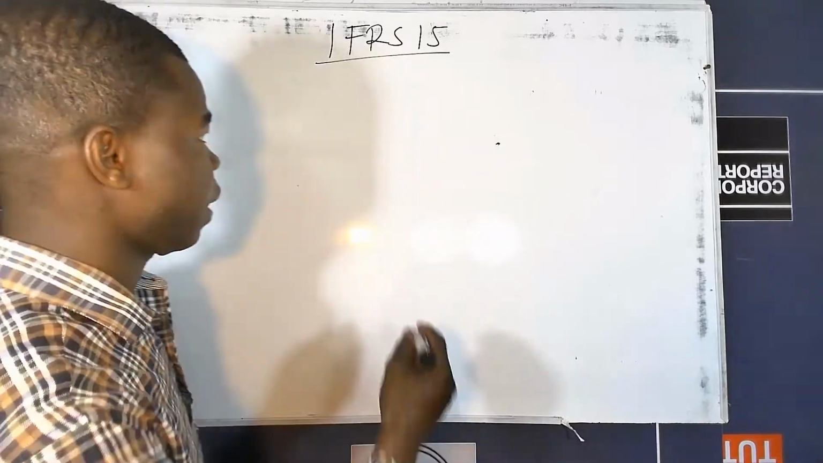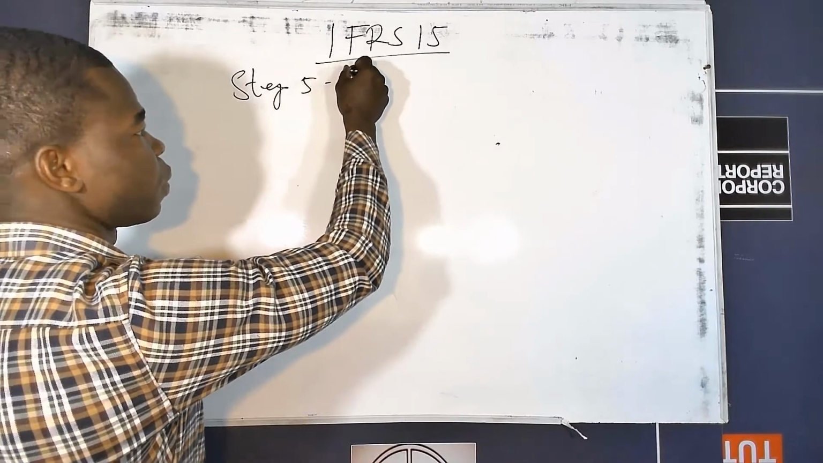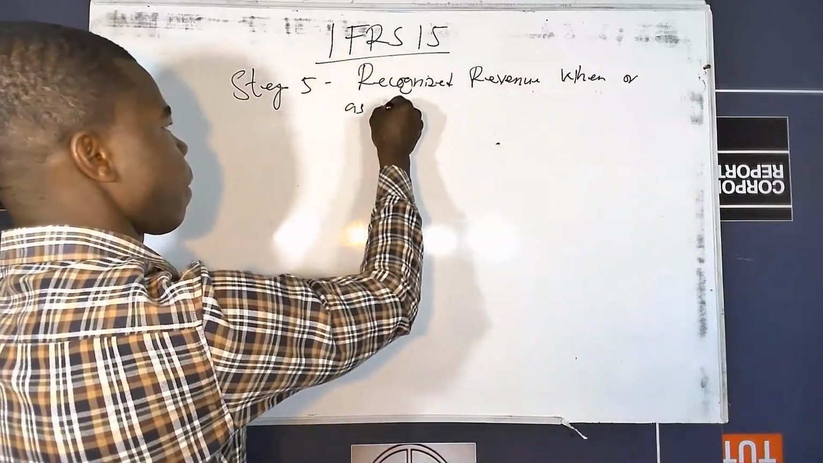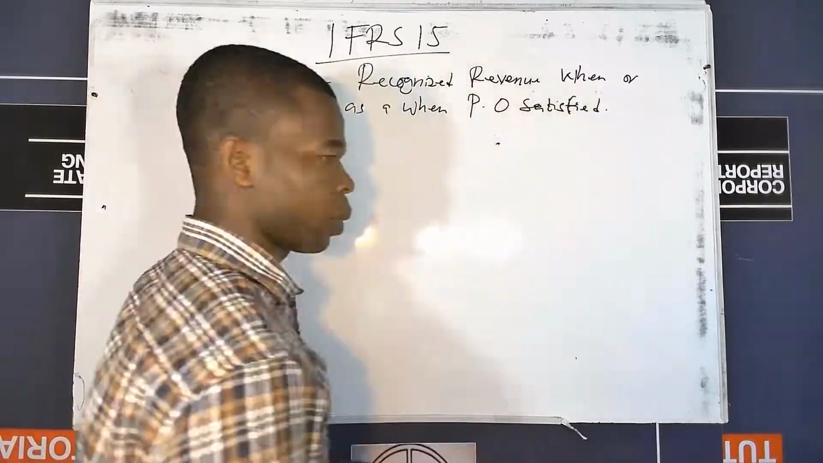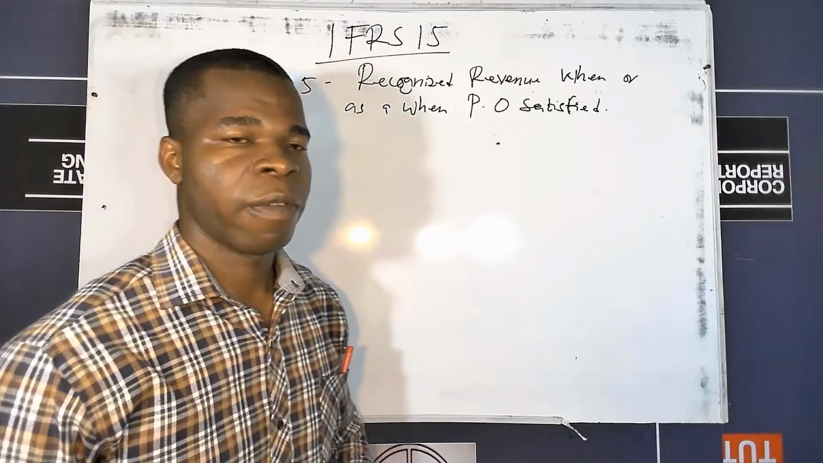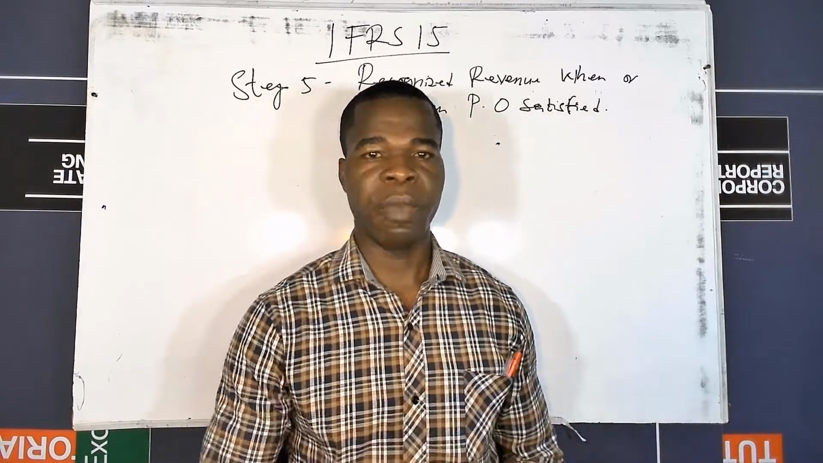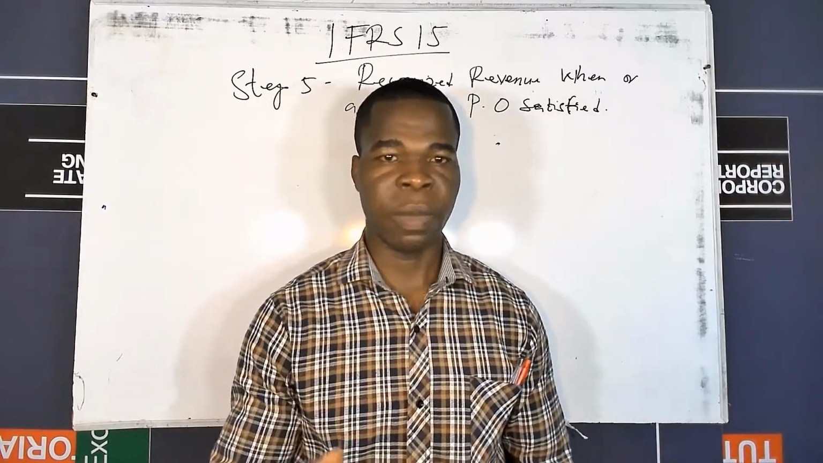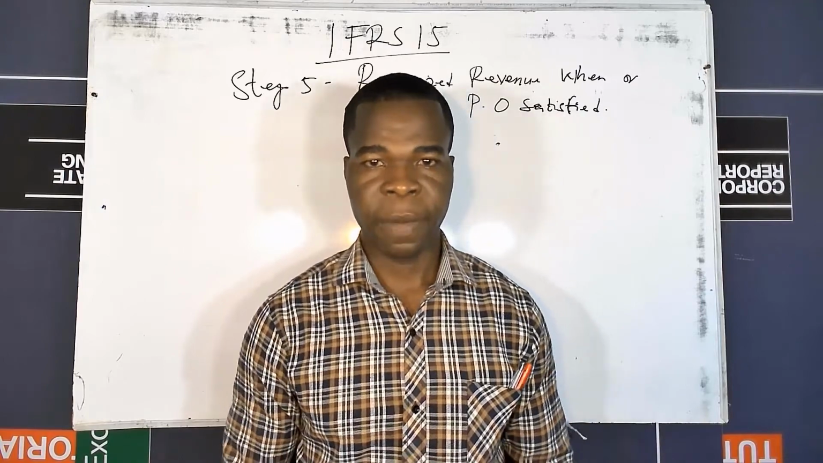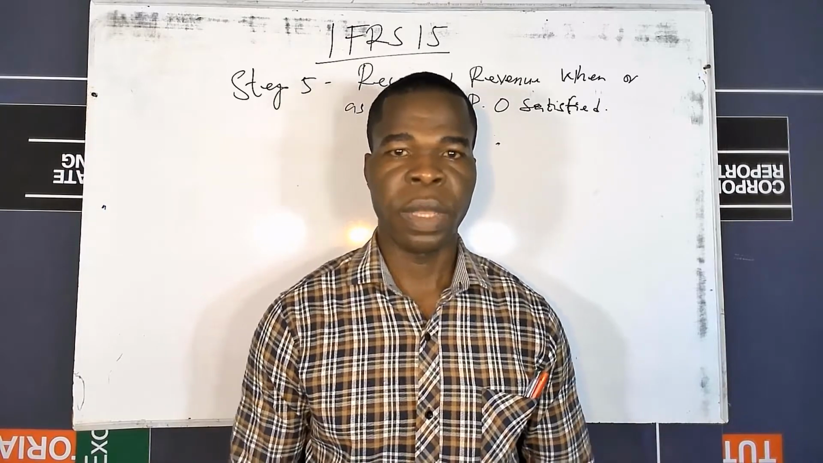So step 5 talks about recognizing revenue when or as the performance obligation is satisfied. We already have a lesson explaining all the important things under steps 1 to 4. Today, our focus is going to be on step 5, the principles and concepts we are supposed to know under it.